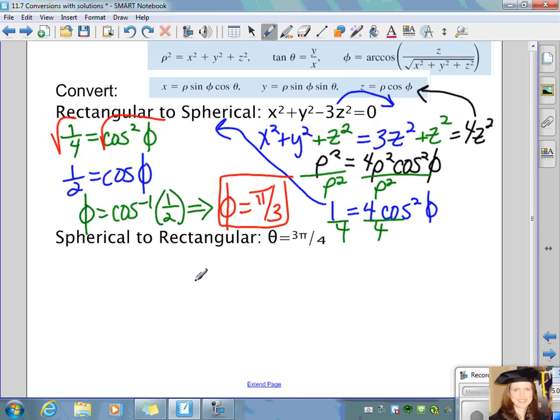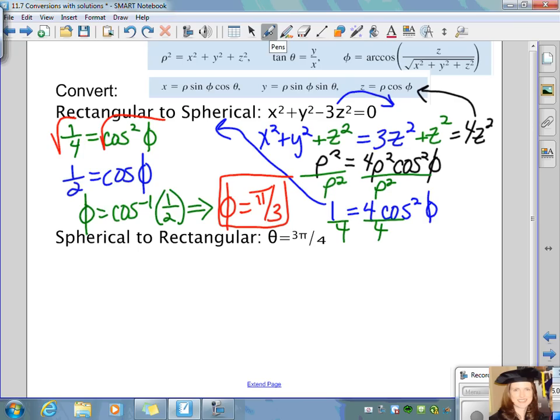For this one, I want to convert the spherical to rectangular. I have an angle theta equals 3 pi over 4. Now this, and if you refer to your textbook, that shows some examples. Theta equals 3 pi over 4 is a plane in space.